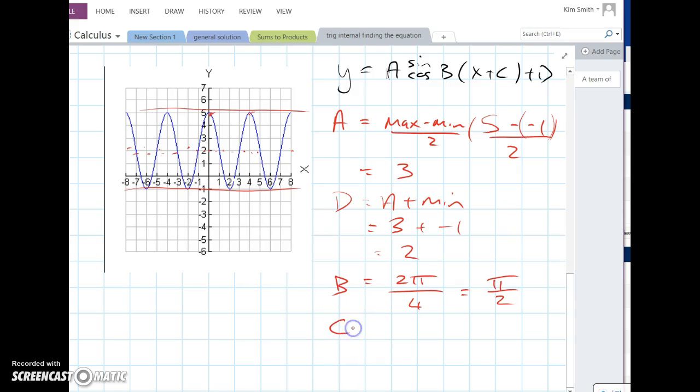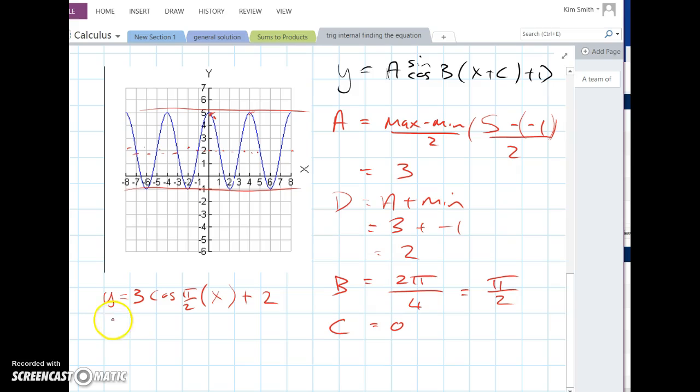So c. In this case, I can see that this starts as a cos graph. That would mean if I used cos, I have not moved it, so it'll be a straightforward cos graph, and c would be 0. So I could say that the equation of this graph is y equals 3 cos, b is pi over 2, bracket x bracket, plus 2. That is one way done.